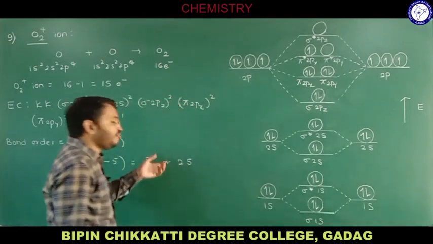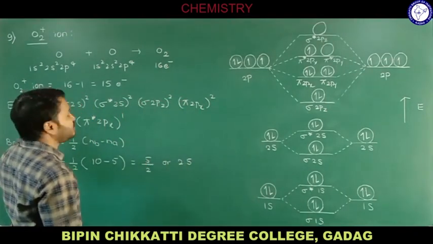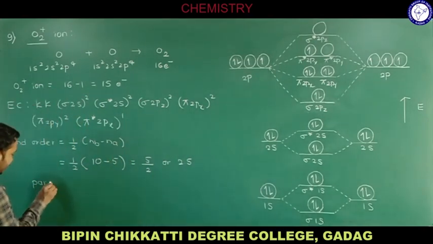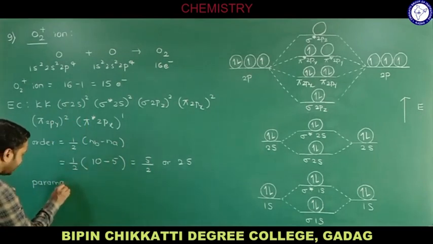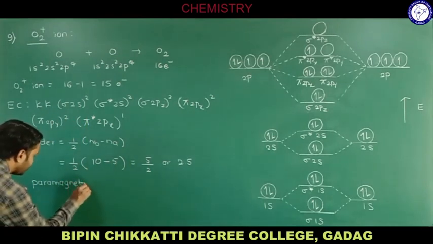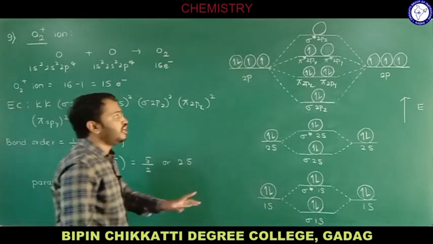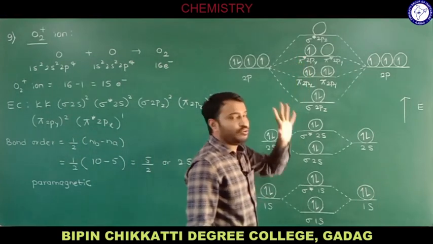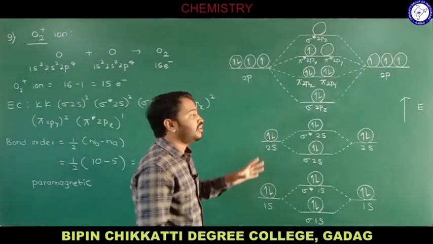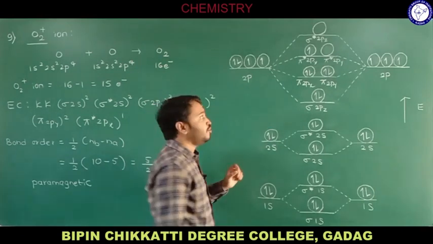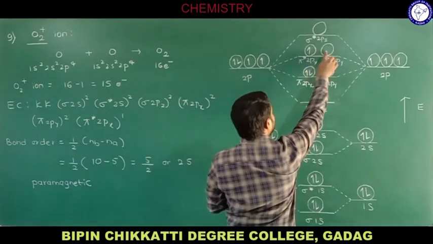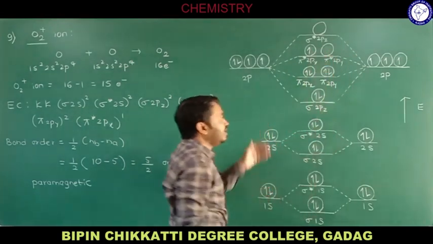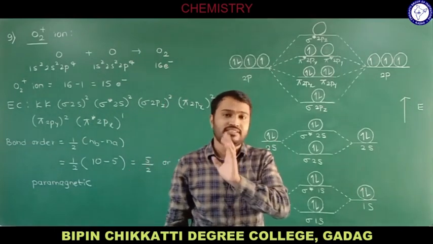Okay, so 2.5 we have, which means the stability of O2 plus will be more than the oxygen molecule, and this is also paramagnetic in nature. Why? Just observe, we have unpaired electrons in the molecular orbital pi star 2px. Because of that, we have paramagnetic nature. If you recall the oxygen molecule, we had 2 unpaired electrons in these two. So one electron has been lost from the valence shell. One electron has been lost here. That would be the MOT of O2 plus.